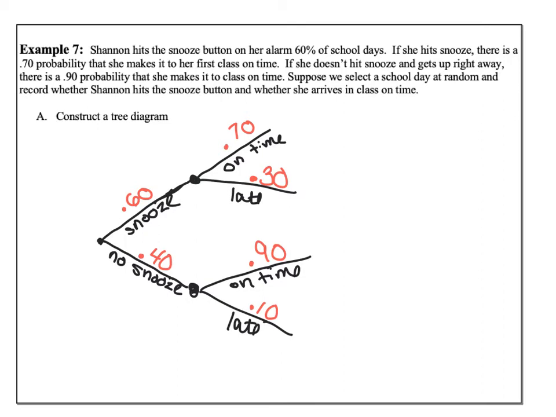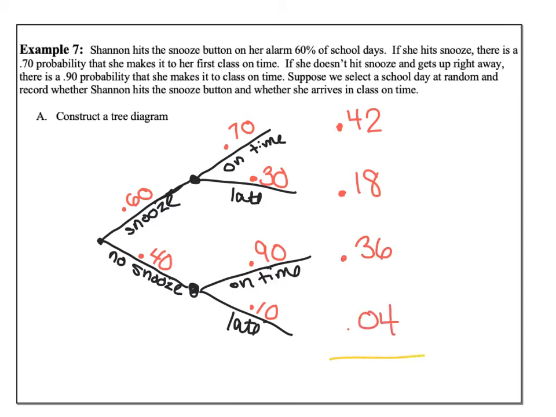Now, before I start answering any questions, this is the nice way that probability works. I multiply my probabilities together. So as I go down my branches, 0.6 times 0.7 is 0.42. This would be 0.6 times 0.3 is 0.18. And then I have 0.4 times 0.9, trace that branch, would be 0.36. And 0.4 times 0.10 would be 0.04.